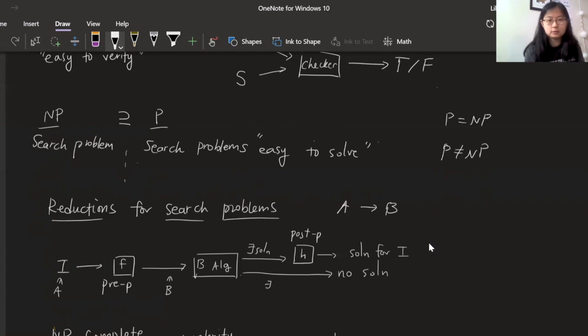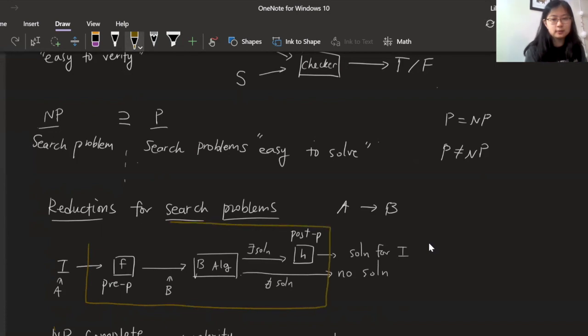If there is no solution for problem B, then I better have that there should be no solution for problem A. Otherwise, our reduction would be in big trouble, right? And then after I do all this, I can say that if I encapsulate all of this, this entire box is an algorithm for A. It's an abstraction where you take a big box and put it over some smaller boxes and say, okay, I have a new algorithm that I only care about the input and output for. The input is an instance of A, and the output is a solution or no solution for A. All right, so that's the reduction for search problems.